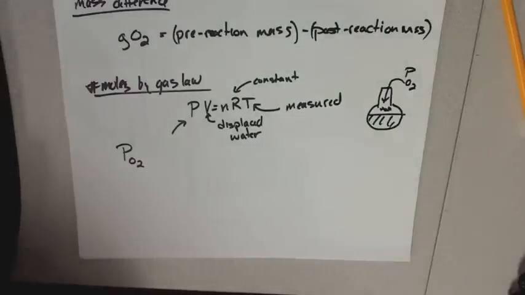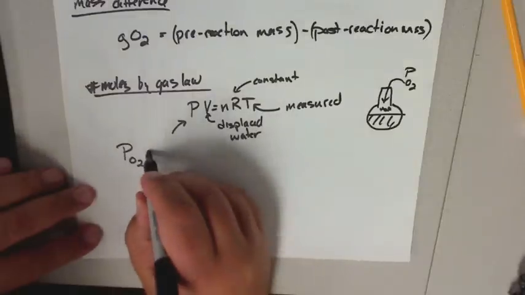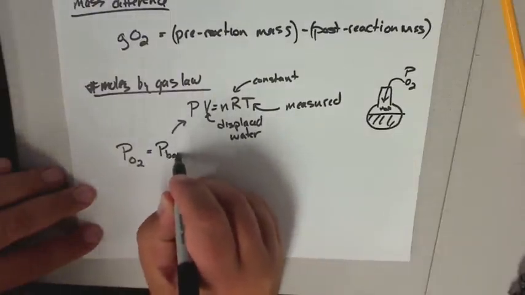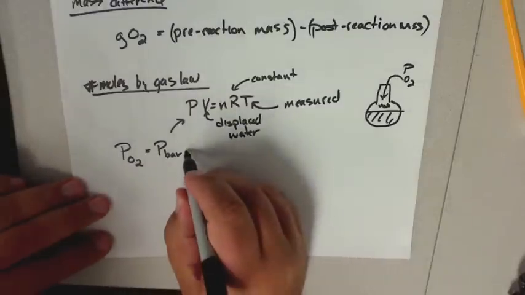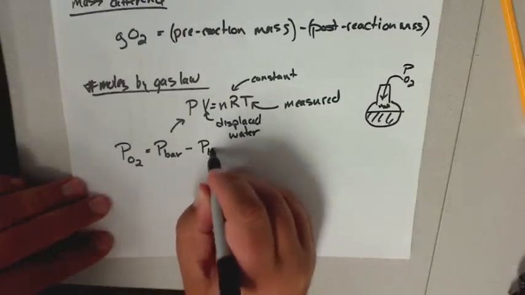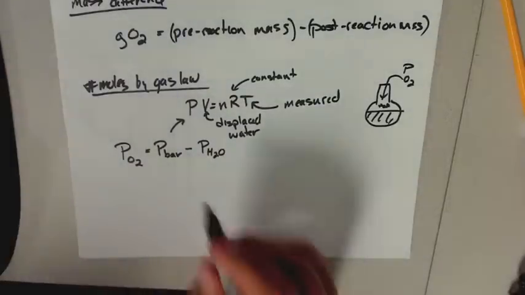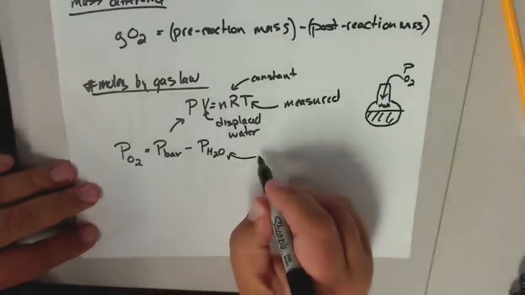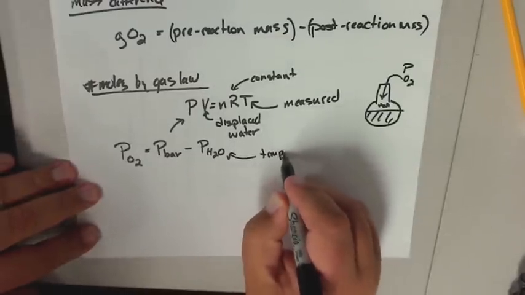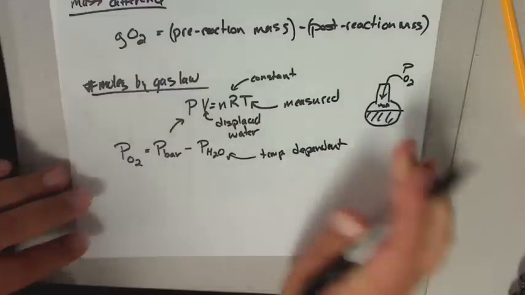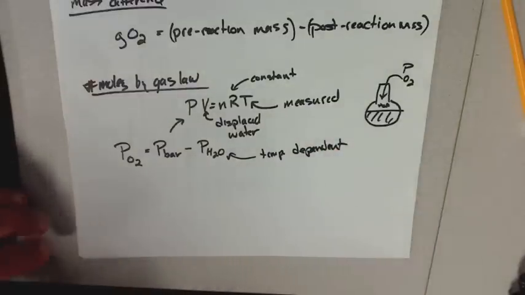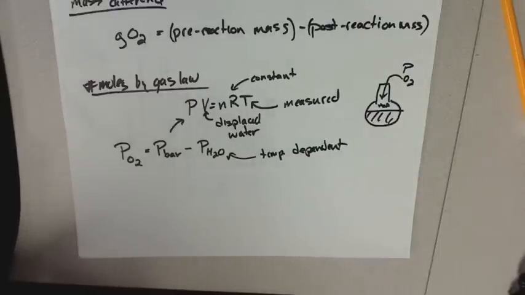So the pressure of the O2 is equal to the barometric pressure, which you will measure. We have a barometer in the lab, and subtracting out the partial pressure of the water. Now the partial pressure of the water can be looked up. It's temperature dependent, so you have to look at the temperature of the water. We'll just assume that the water that we measure outside this reaction doesn't get particularly hot and is probably equal to the water temperature on the inside. But we need to look that table up.